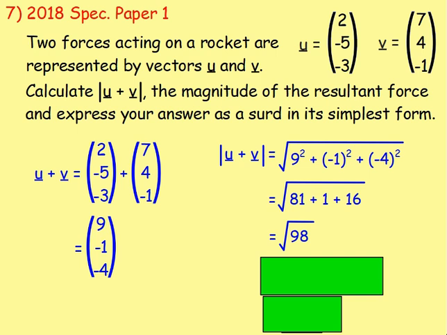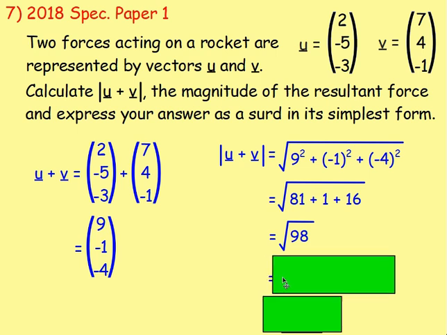Is that our answer then? No. How do you know? Because there's more green boxes. Yeah, apart from that though, it says express your answer as a surd in its simplest form. It does indeed, yes. We need to simplify this root 98. Remember to simplify a surd, think about square number multiplied by another number to give us 98.